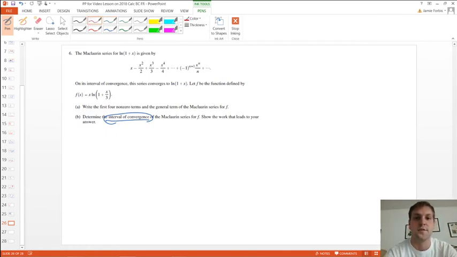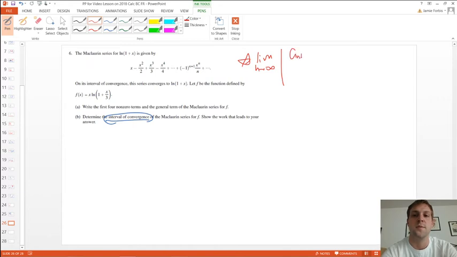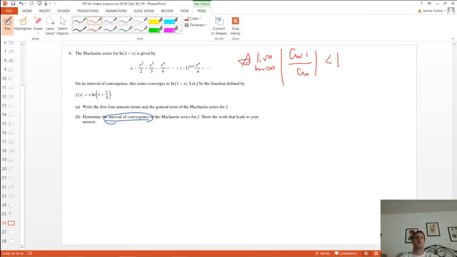And remember, that is simply saying to do the limit as n approaches infinity of the absolute value of a sub n plus 1 over a sub n, and that needs to be less than 1. That's the interval of convergence. So we need to figure out what x values makes that happen. So what I'm going to do is I'm going to say the limit as n approaches infinity of the absolute value. Now a sub n plus 1.